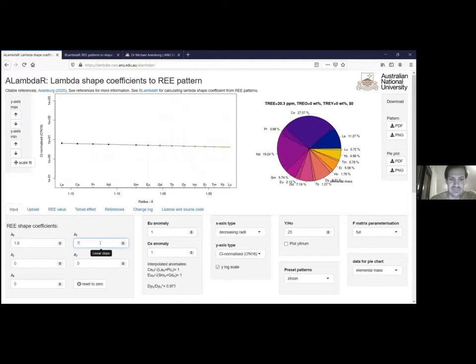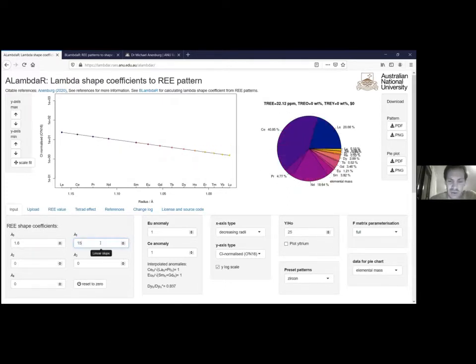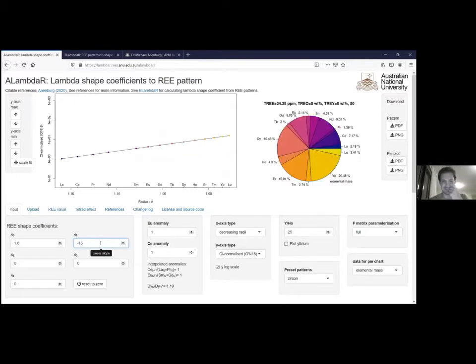It can go up, say 15, or it can go down. I can have a minus. And it's all interactive. You know, you can just play with that. Okay, so we have this.